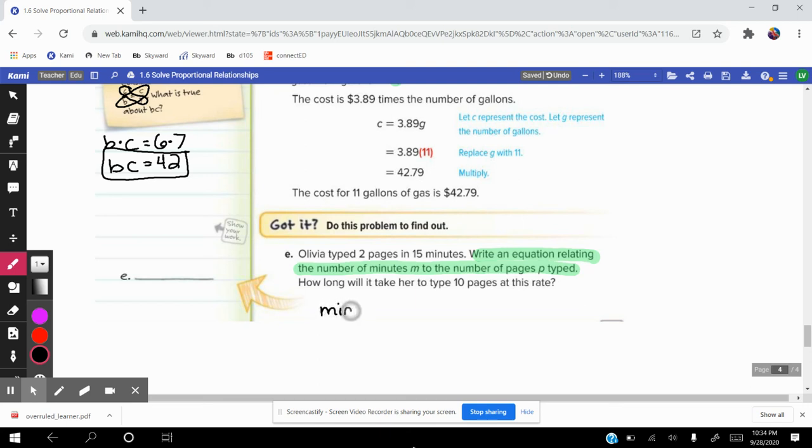So minutes to pages. It has been 15 minutes divided by 2 pages. I want to find a unit rate. So I have to divide the denominator by 2. Whatever I do to the denominator, I have to do to the numerator. So for 1 page typed, it takes Olivia 7.5 minutes.